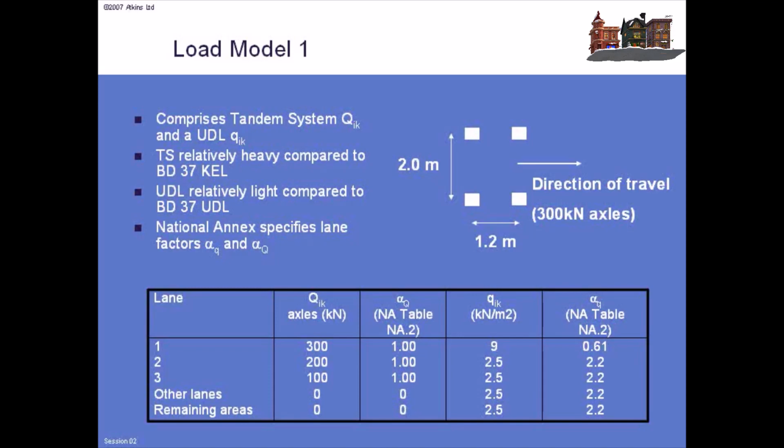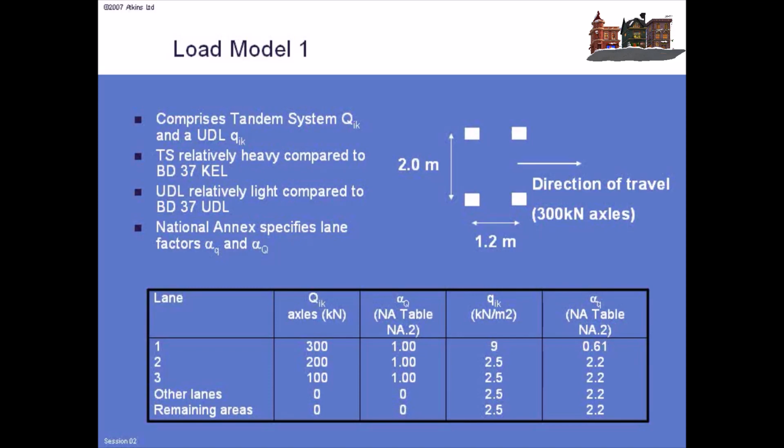So the basic loading that we have in lanes 1, 2 and 3: in lane 1 we have a tandem system vehicle with 2 300 kilonewton axles, in lane 2 a tandem system with 2 200 kilonewton axles, and in lane 3 a tandem system with 2 100 kilonewton axles. Together with that, in lanes 1, 2 and 3 we have a UDL, and this is a pressure per square metre, not per metre run, in the lane of 9 kilonewtons per square metre in lane 1, and then 2.5 in lanes 2 and 3.